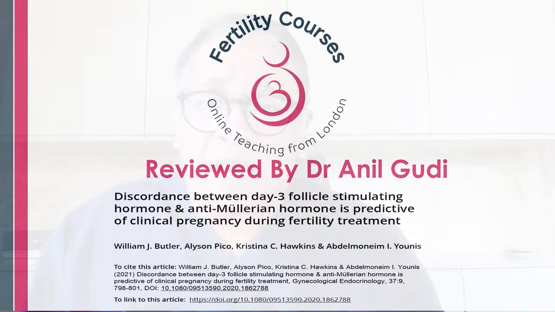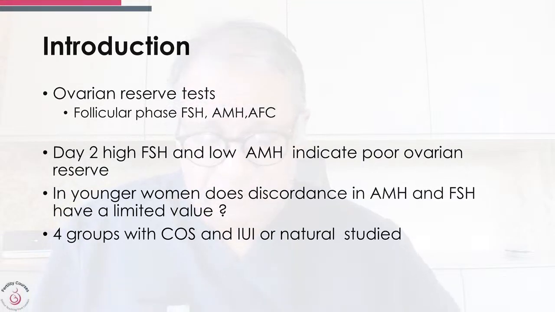If you have a look at it, they looked at ovarian reserve markers: follicular phase FSH, AMH, and AFC. Day 2 high FSH and low AMH indicate poor ovarian reserve. In younger women, we don't know whether this discordance in AMH and FSH has any limited value. So 4 groups were taken with controlled ovarian stimulation and IUI or natural cycles.